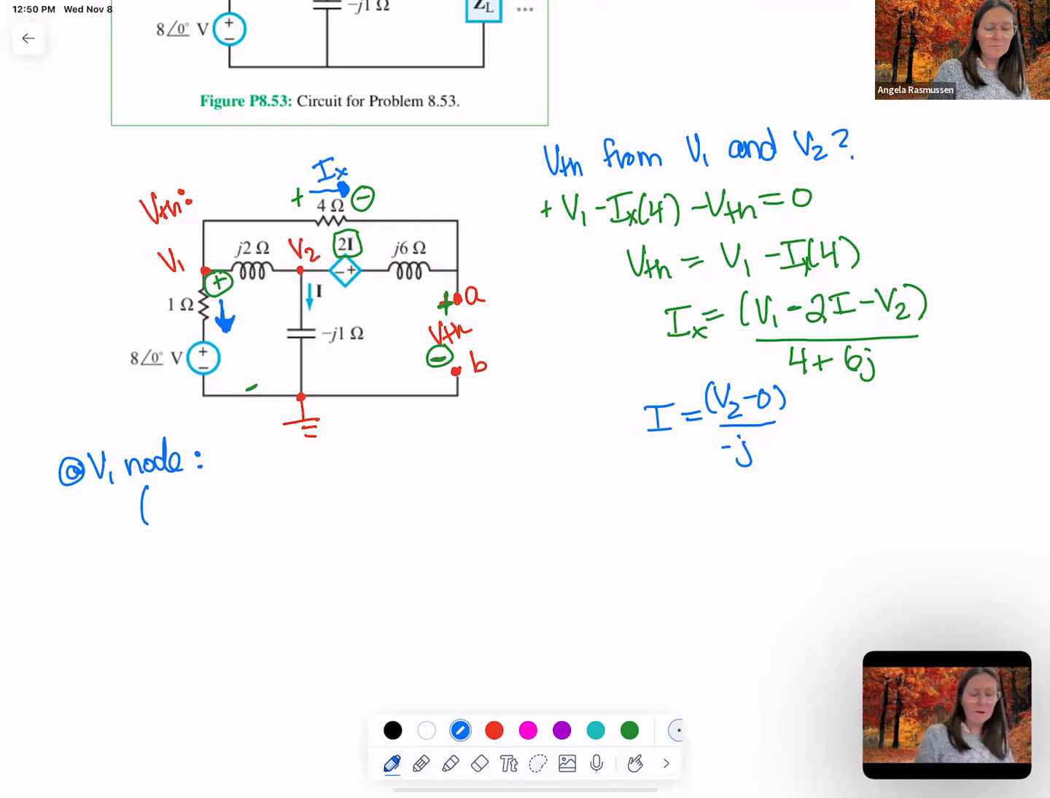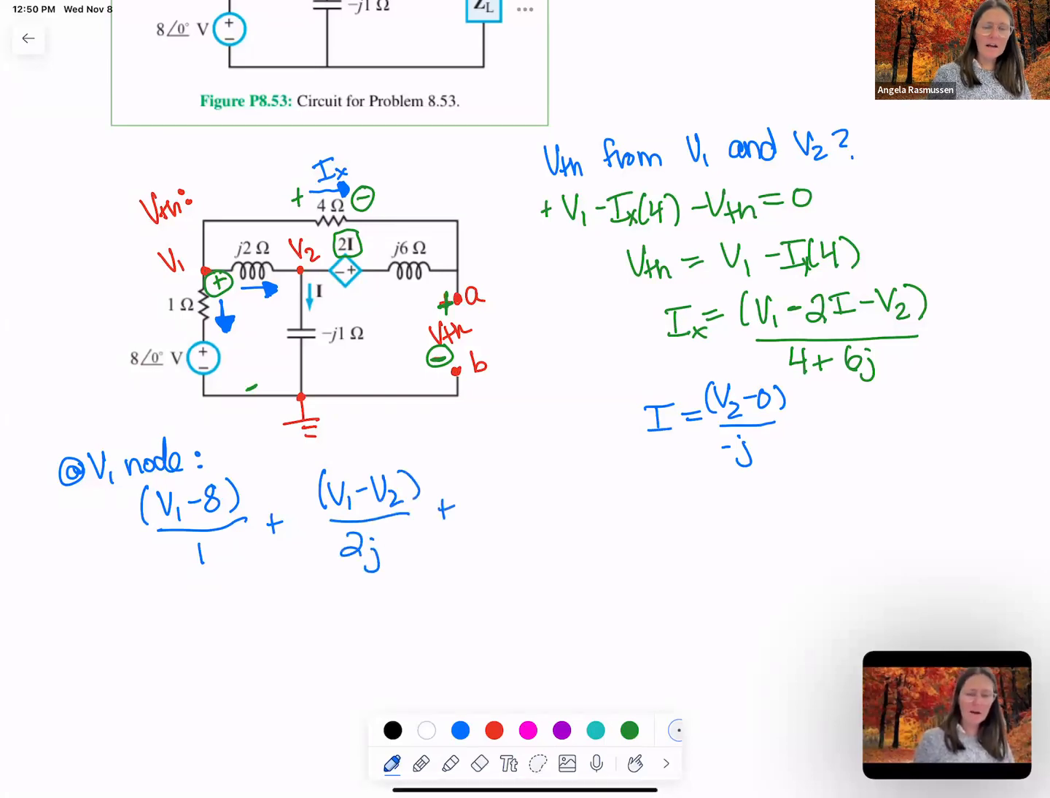The one going through the 1 ohm: V1, so this branch right there, V1 minus V. Yeah, 8 e^(j0), but that's 1, so I'm just going to leave it as 8 over 1. And then going through the j2, what's that going to be? V1 minus V2 over j2. Correct.